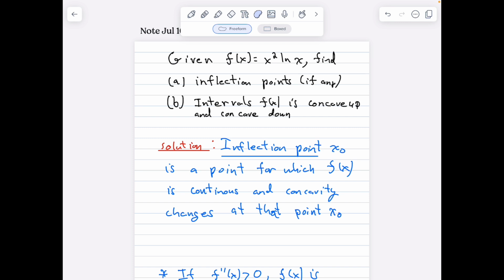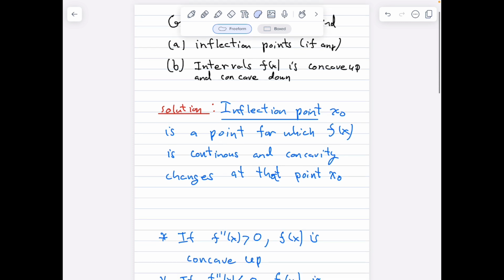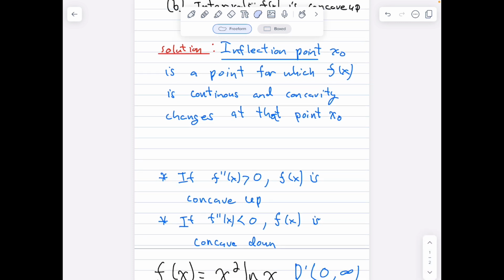Okay, so just to recall what an inflection point means, an inflection point x naught is a point for which f of x is continuous and the concavity changes at that point x naught. If your second derivative is greater than 0, f of x is concave up, and if your second derivative is less than 0, then f of x is concave down.